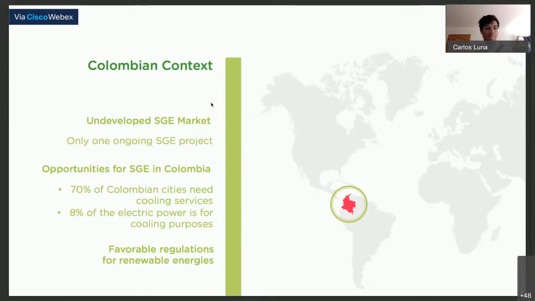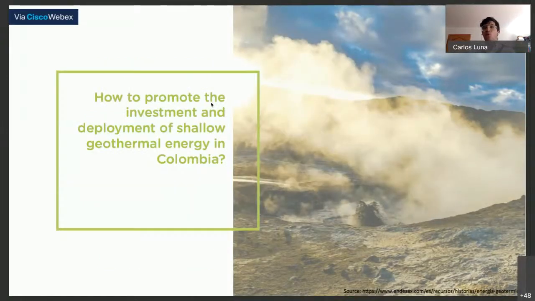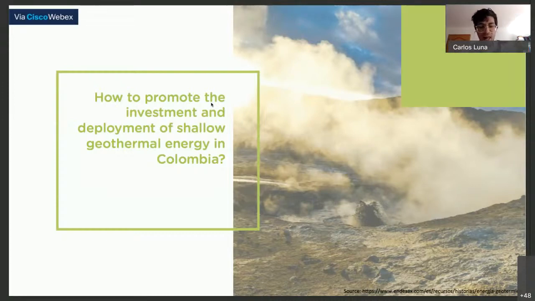So having this context as a background, we then question ourselves how to promote investment and deployment of shallow geothermal energy in Colombia. This was the research problem, and we decided then to carry out a regulatory impact assessment or regulatory impact analysis in order to answer this question.